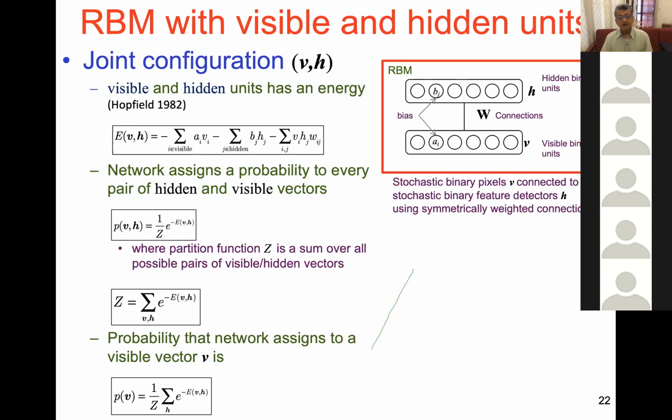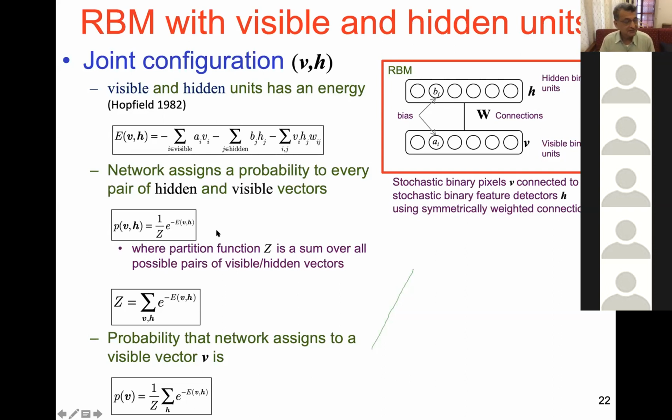So a network assigns a probability to every pair of hidden and visible vectors. For any V and H, PVH is this. It's saying that if I give you any set of values for the visible and hidden units, I can give you a probability associated with it. And that probability is e to the power of minus EVH. There is an inverse relationship: as EVH becomes large, PVH becomes small, and as EVH becomes small, PVH becomes large.